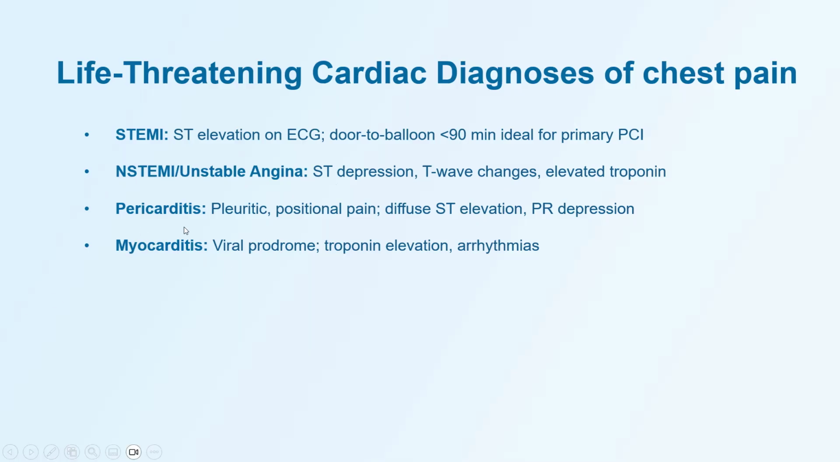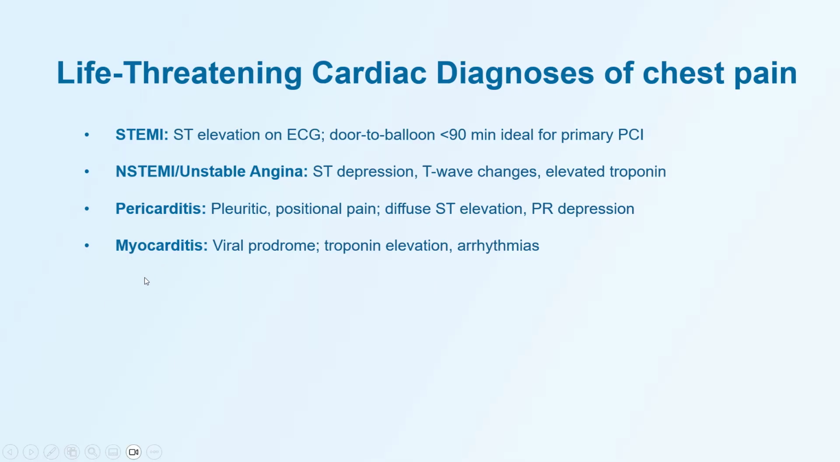Pericarditis is another condition that can be life-threatening, especially if there is a large effusion. In this case, they will feel pleuritic chest pain, which is usually sharp in nature, and it gets better by bending or leaning forward and gets worse if they sit straight up. EKG usually shows diffuse or global ST elevation. You may also see PR interval depression.